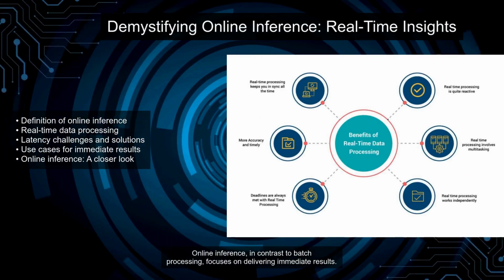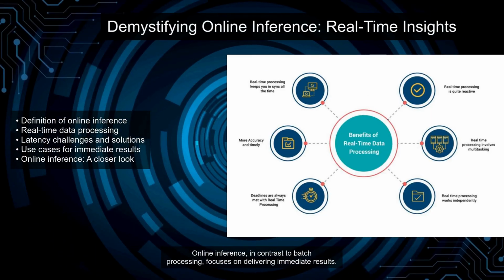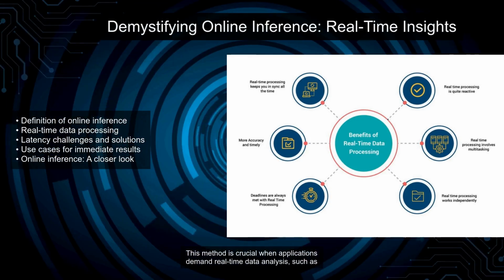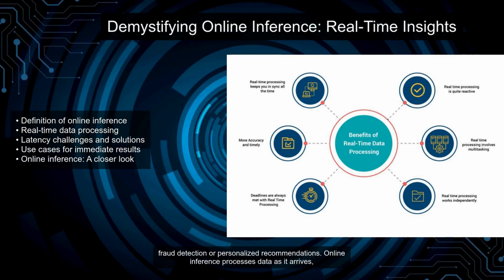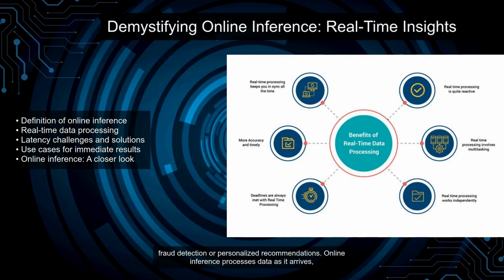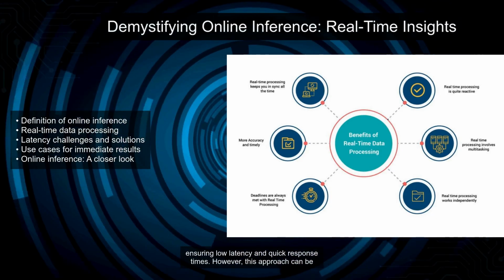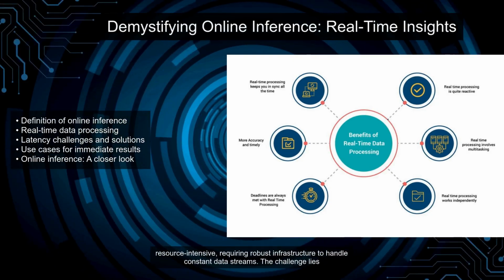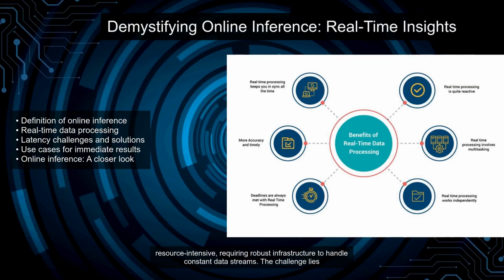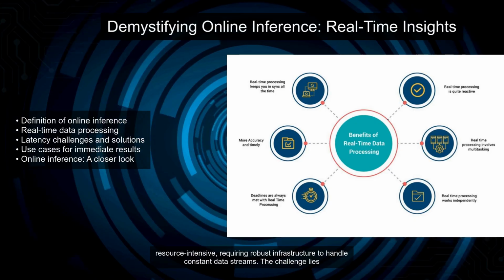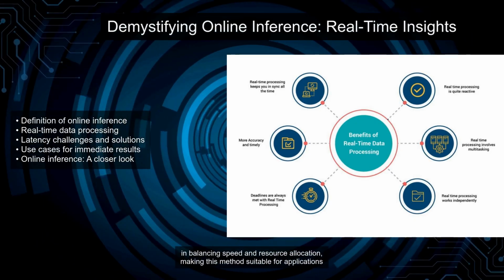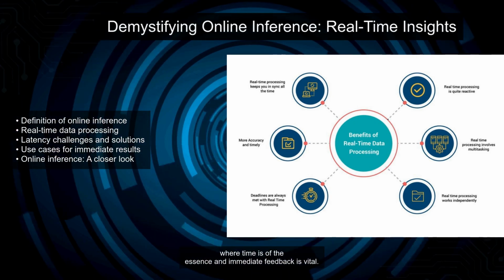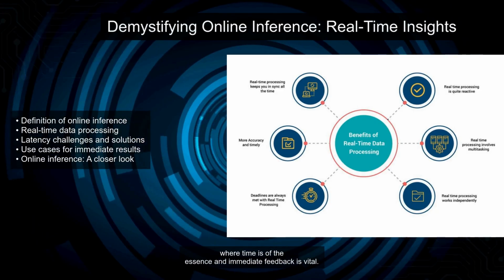Online inference, in contrast to batch processing, focuses on delivering immediate results. This method is crucial when applications demand real-time data analysis, such as fraud detection or personalized recommendations. Online inference processes data as it arrives, ensuring low latency and quick response times. However, this approach can be resource-intensive, requiring robust infrastructure to handle constant data streams. The challenge lies in balancing speed and resource allocation, making this method suitable for applications where time is of the essence and immediate feedback is vital.